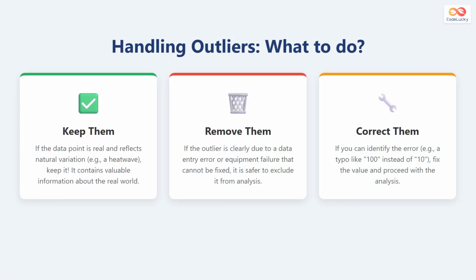Once you find an outlier, what should you do? Do not just delete it. If it is a typo or equipment error, correct it or remove it. But if it represents a real, valid observation, keep it. Often, the outliers are the most interesting part of the data, representing anomalies, fraud, or breakthroughs.